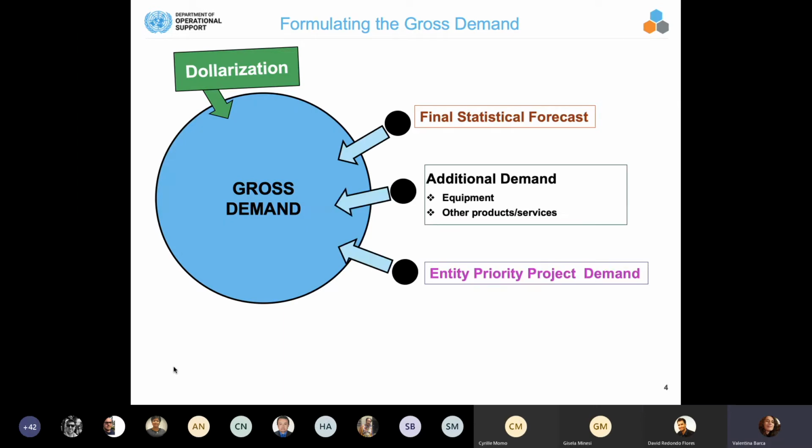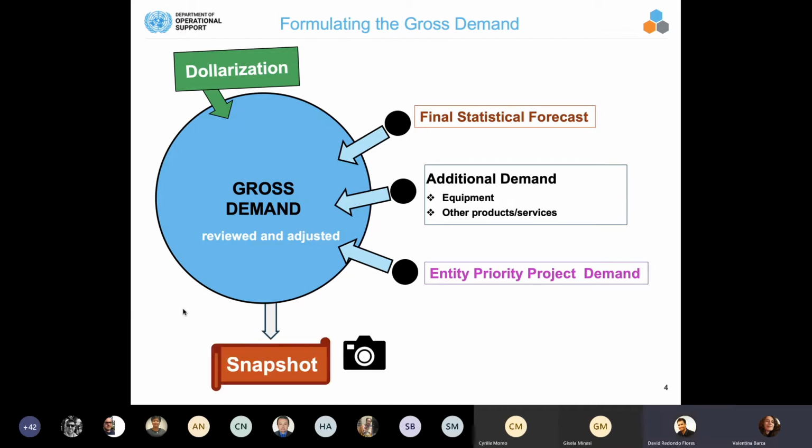So this basically summarizes the elements which I just went through, and the dollarization will be for now the first subject of this presentation. Then we will see the gross demand template, which is the one before the last in the solution, where the planner will have the opportunity to review and adjust the gross demand. And then we are going to talk about the snapshot, which is the very last one. Okay, so we start with the dollarization.